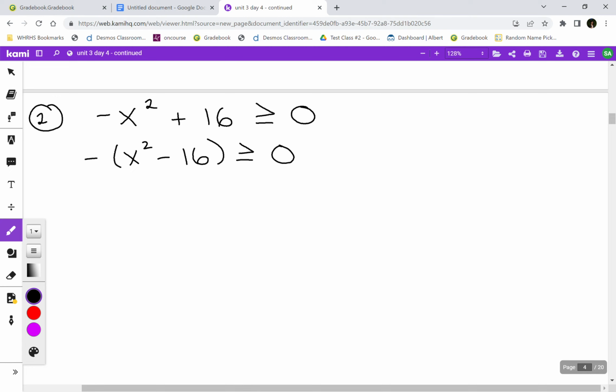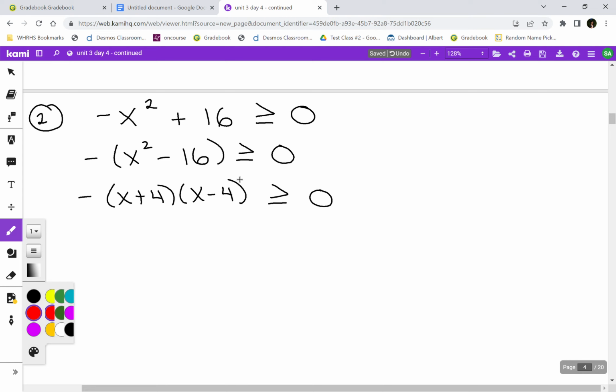In this specific scenario, we could just divide by -1 and then flip the sign, but I want to leave it there to show you what you would do if you had a GCF and you left it there. So now I'm going to factor, and we're going to have an x plus 4 and an x minus 4, and we're greater than or equal to 0. Do we agree we need our product to be positive?